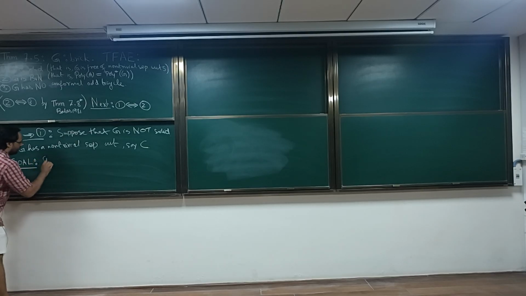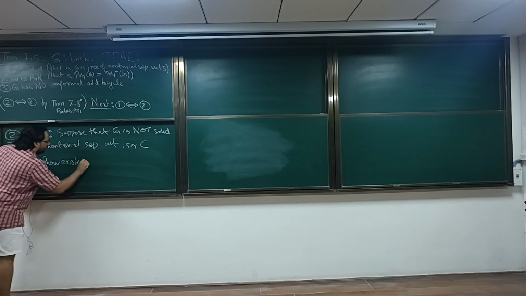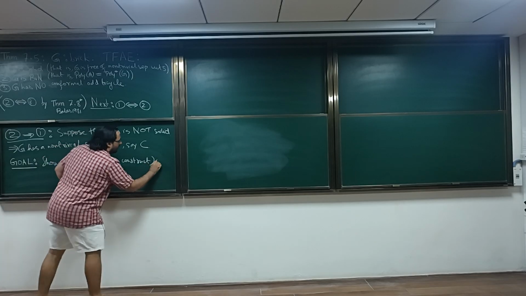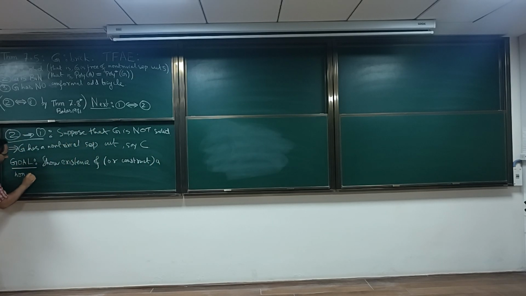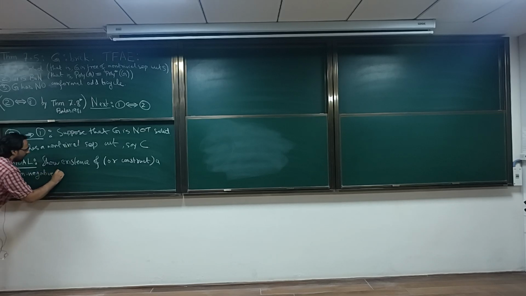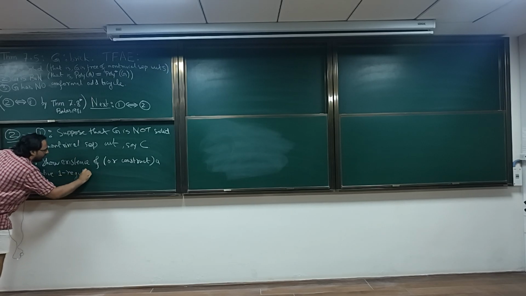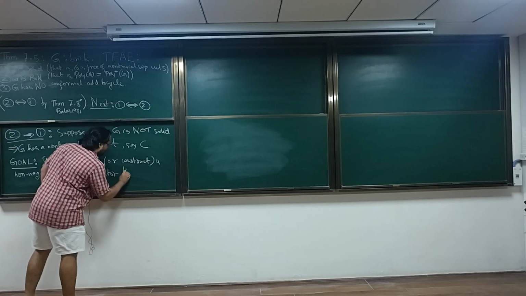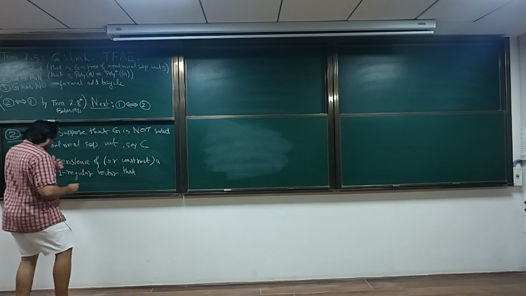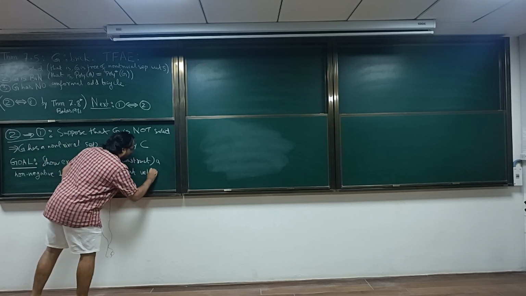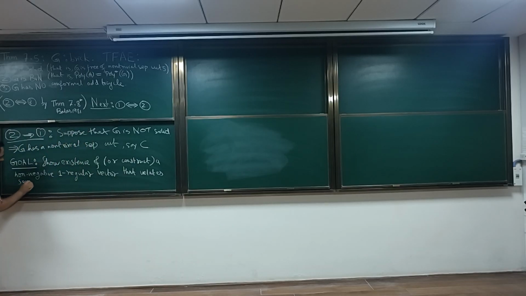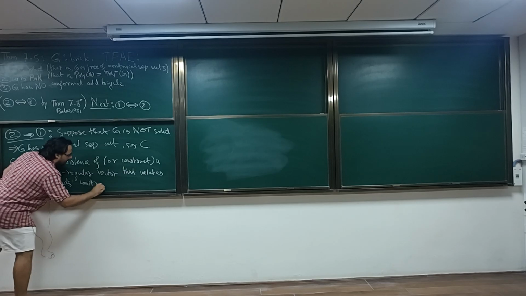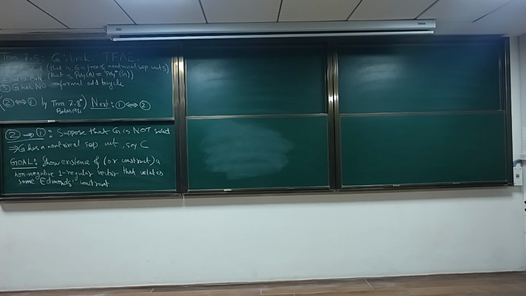So show existence of, or explicitly construct, a non-negative 1 regular vector that violates some Edmonds constraint. Is that fine?